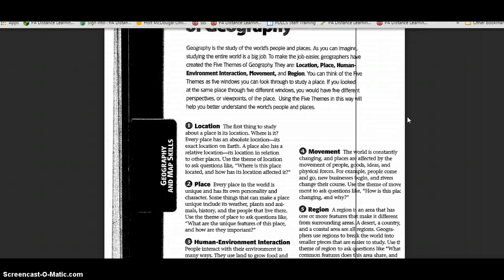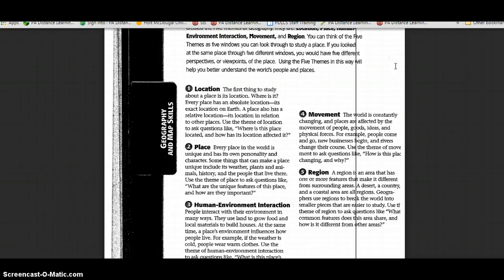The first theme is location. The first thing to study about a place is location. Where is it? Every place has an absolute location, its exact location on Earth. A place also has a relative location, its location in relation to other places. Use the theme of location to ask questions like, where is this place located and how has its location affected it?